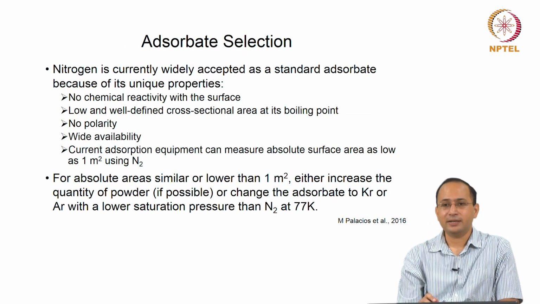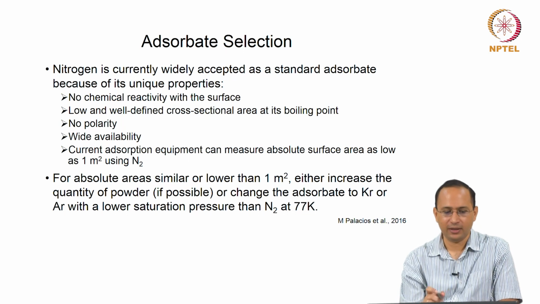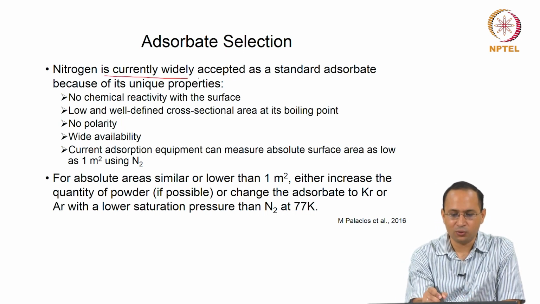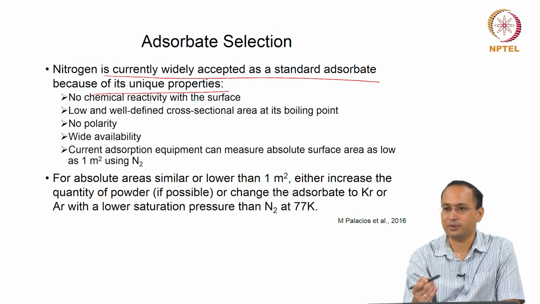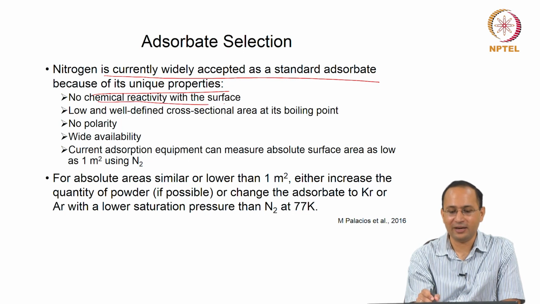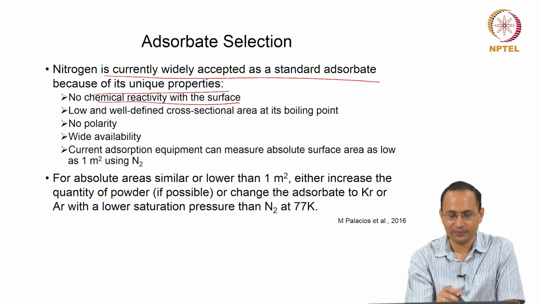So, how do we select adsorbate? The question comes: what should be the criteria for selecting the adsorbate or gas which we use? Currently nitrogen is used. It is widely accepted as a standard adsorbate because of some unique properties. Which are those? There is no chemical reactivity with the surface. It should not chemically react with the surface, that is obvious.